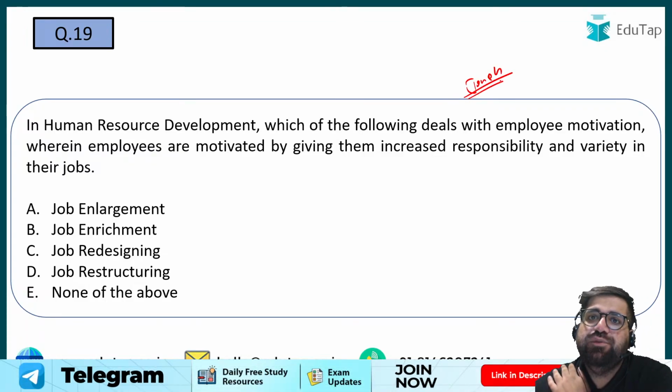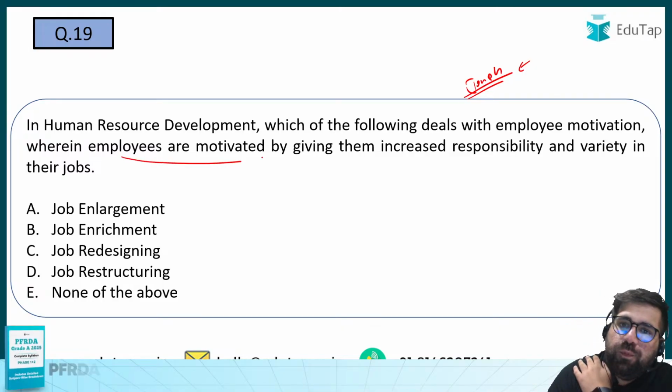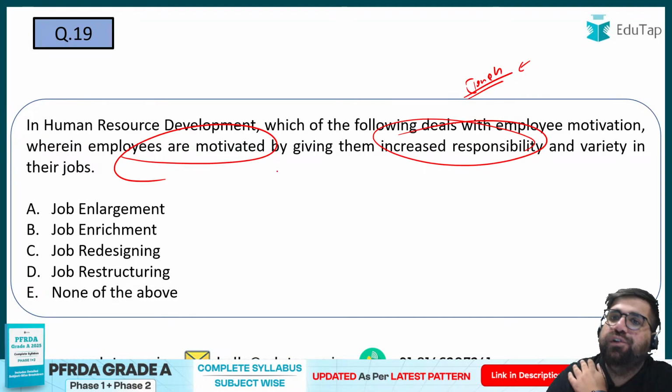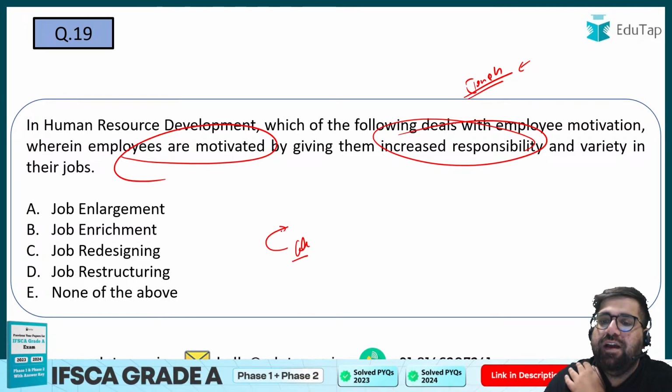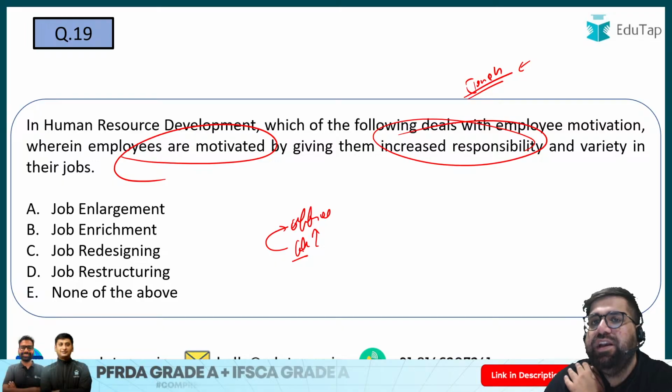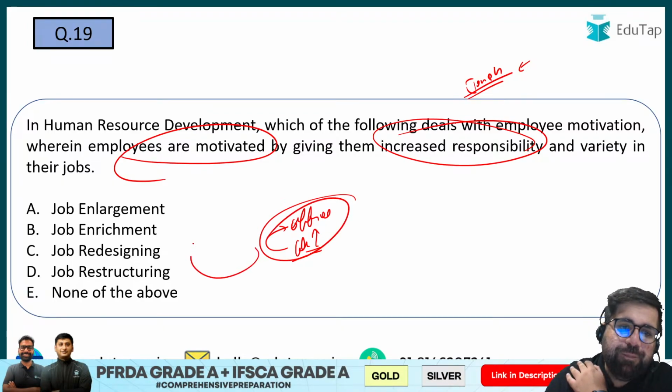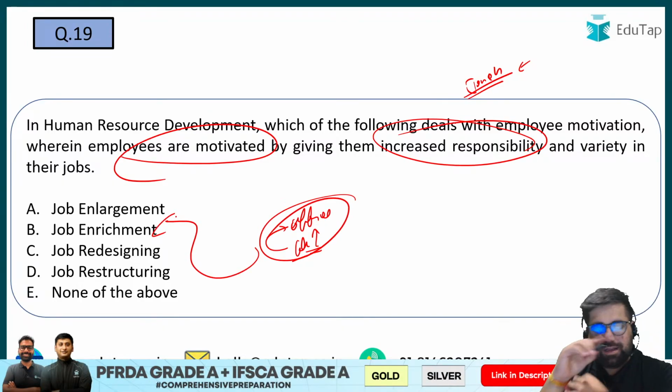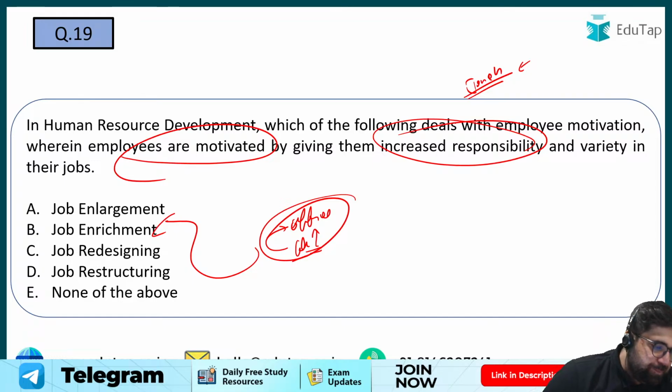Job enrichment means that you are giving some meaningful work. And if you see, employees are motivated by giving them increased responsibility. So previously you were working, let's say, as clerk, but now if I say that you are working as an officer, so I have increased responsibility on you. So this is a classic example of job enrichment. So the answer over here will be job enrichment.